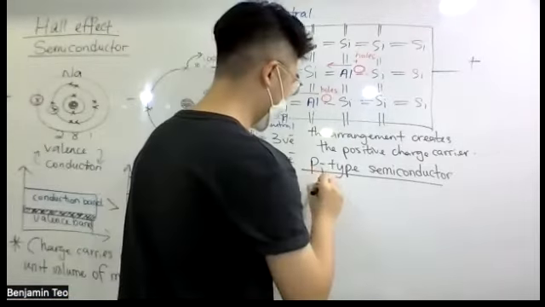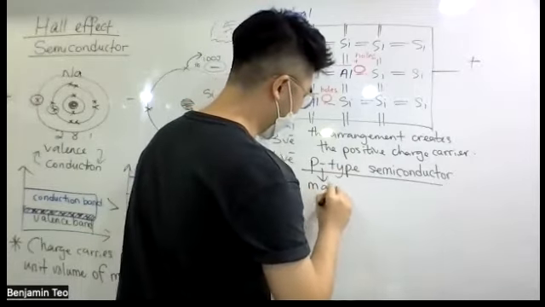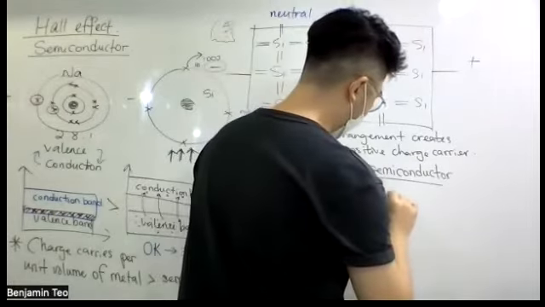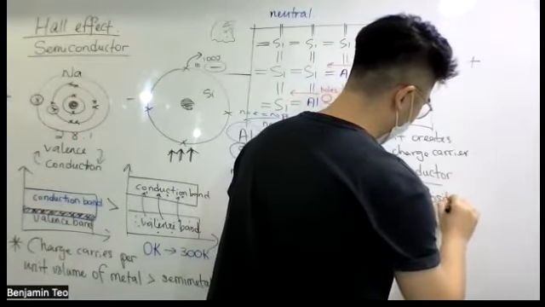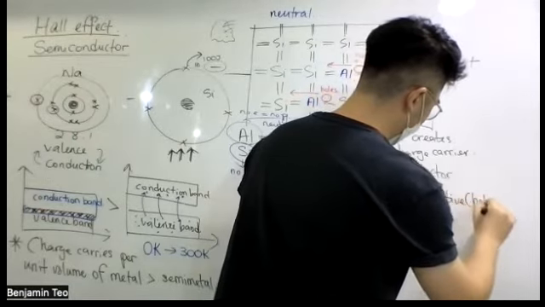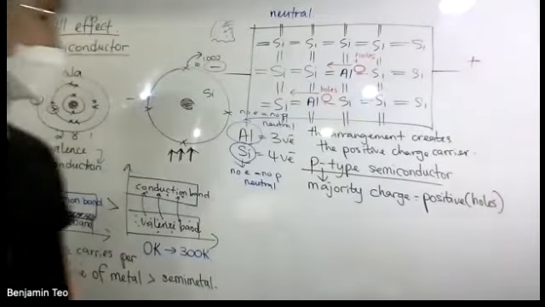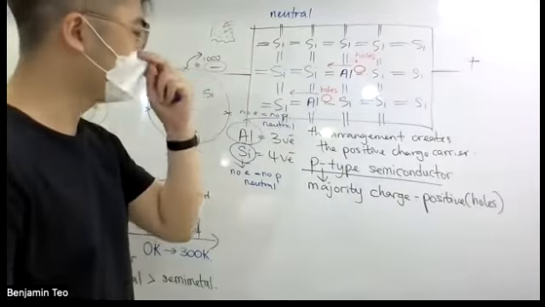Okay, so take this down. I'll write down here, P-type semiconductor. What we need to know, majority charge is the one that they always ask. Majority charge is what? Positive. Net charge, 0. Okay, net charge is 0. Majority charge is positive.